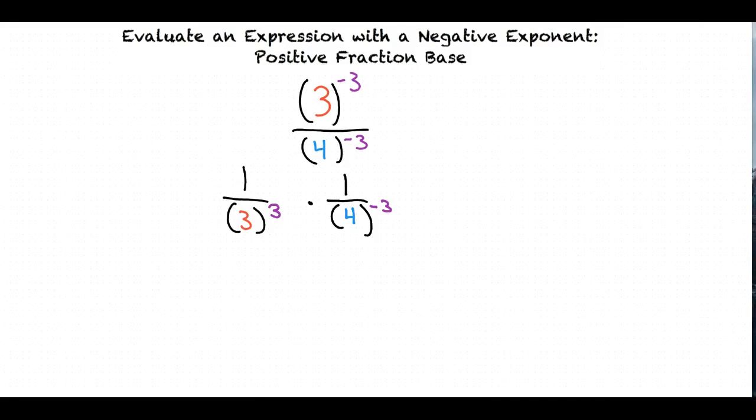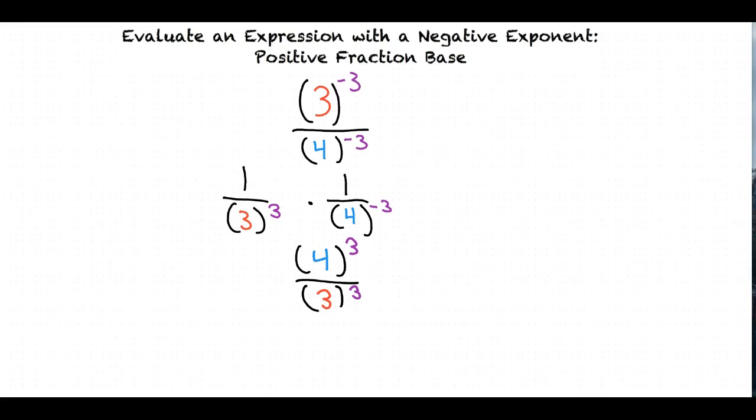This would get us 1 divided by 3 cubed times 1 divided by 4^-3. So now the 3 has a positive exponent since we moved it to the bottom. Now let's make the 4 have a positive exponent. Give the 4 a positive exponent by moving the 4 to the numerator. This gets us 4 cubed divided by 3 cubed.